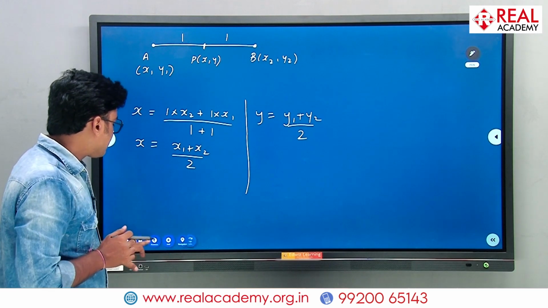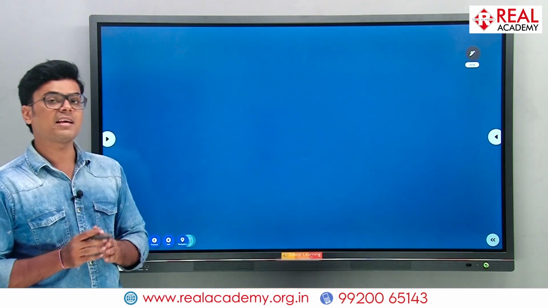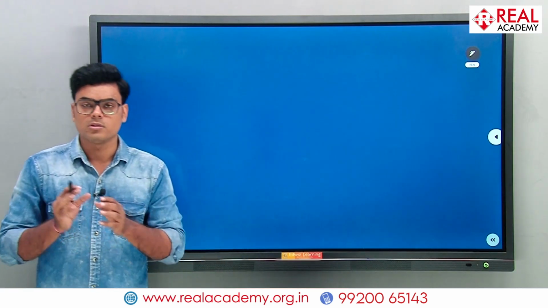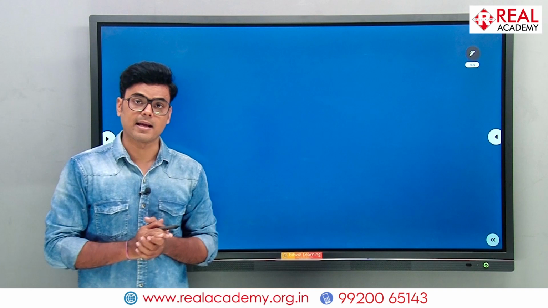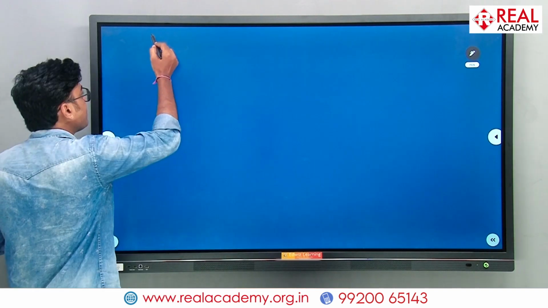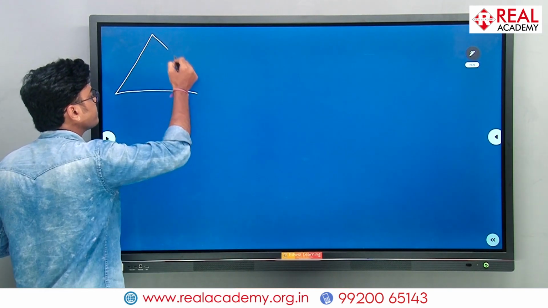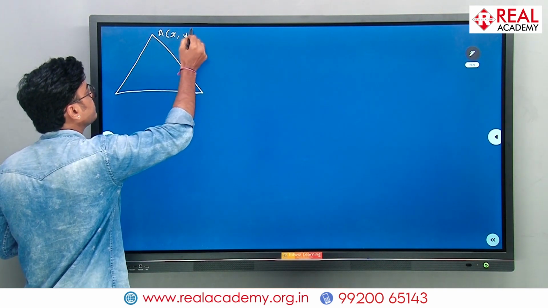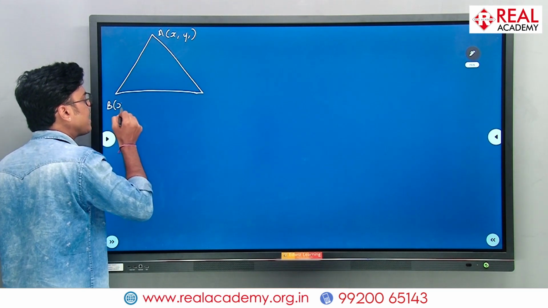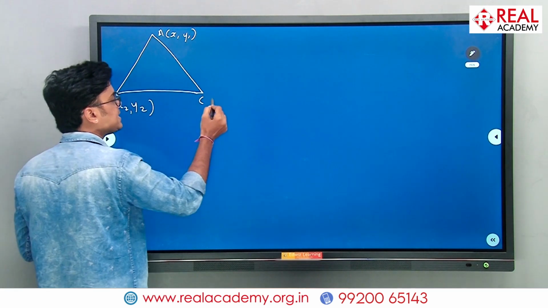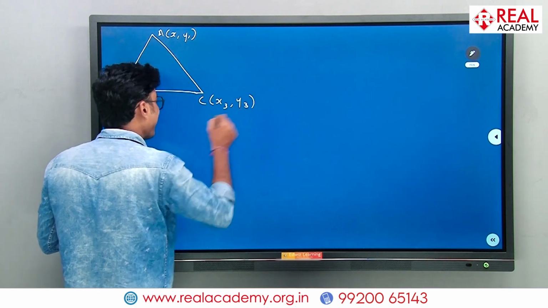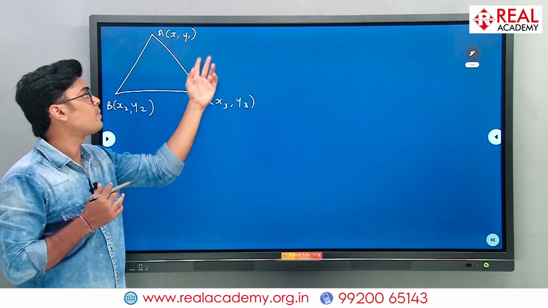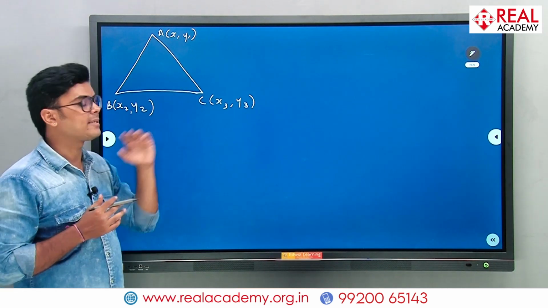One more application of this formula is that we can find the coordinates of the centroid of any triangle if we know the coordinates of the vertices of that triangle. For example, this is the triangle ABC, with A (x1, y1), point B (x2, y2), point C (x3, y3). As you can see in this triangle, the coordinates of the vertices are known to me: (x1, y1), (x2, y2) and (x3, y3).